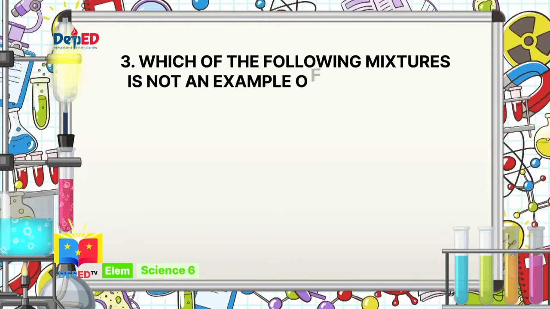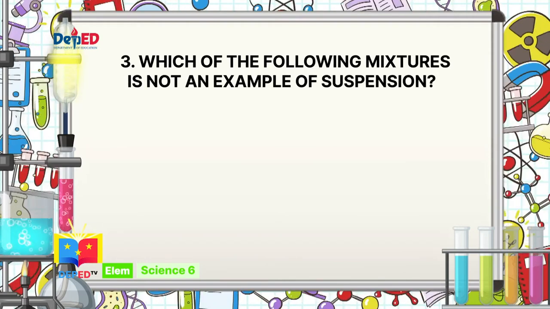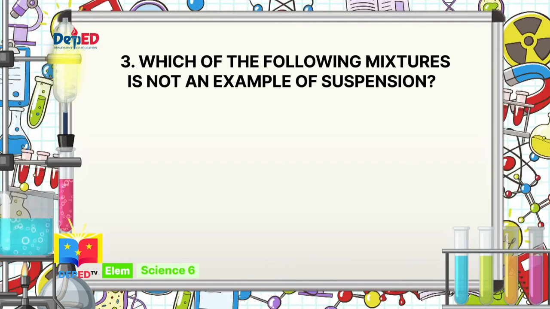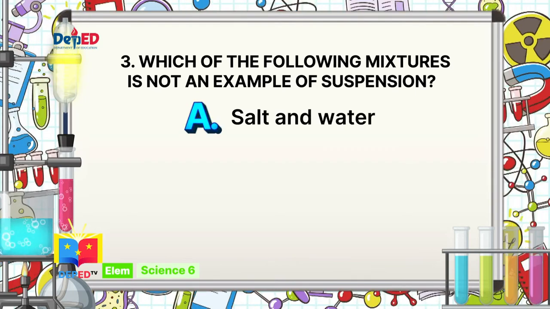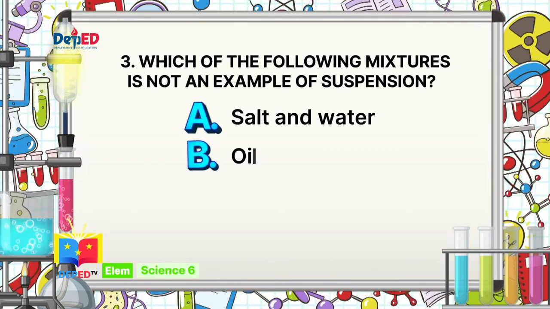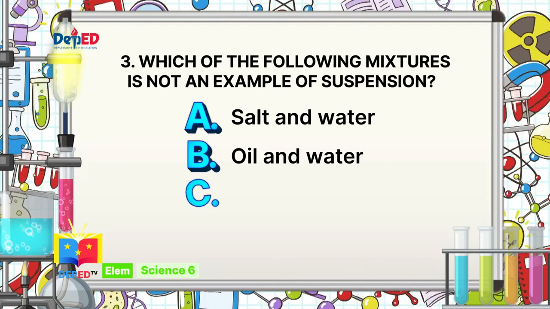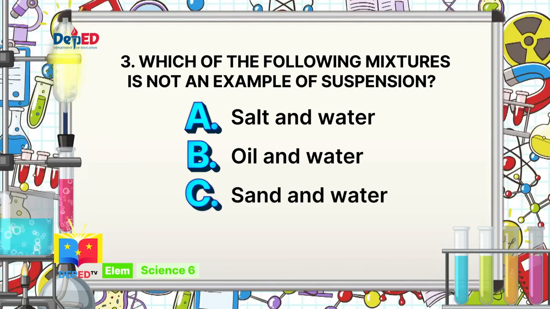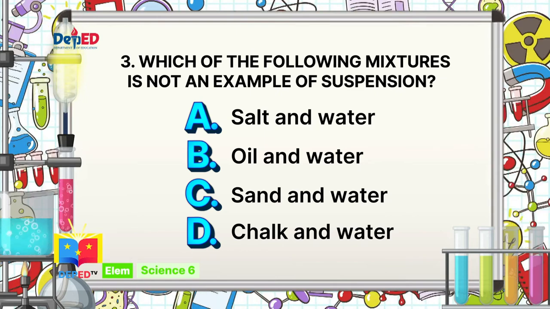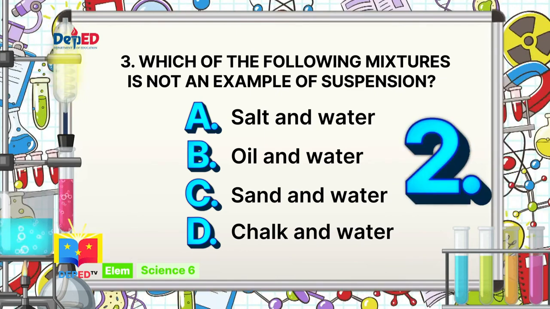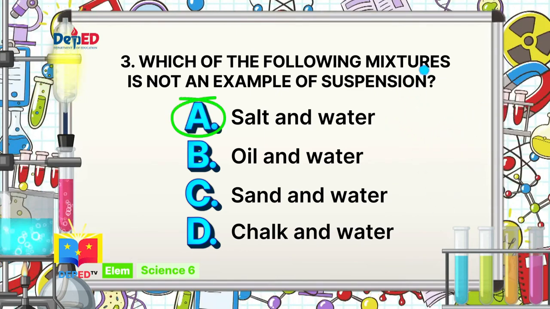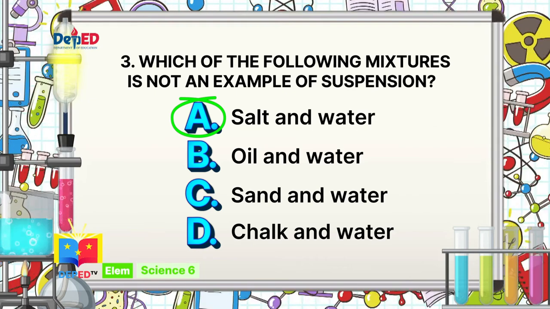Number 3. Which of the following mixtures is not an example of suspension? A. Salt and water. B. Oil and water. C. Sand and water. Or D. Chalk and water. The correct answer is letter A. Salt and water.